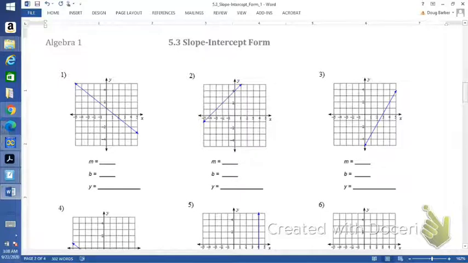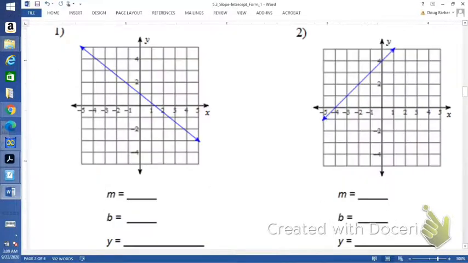Alright, so actually let me make this a little bit bigger. Okay, so the first thing we need to do is find what the slope is. So what you're going to do is pick two spots where the line crosses what we call the lattice points. So the lattice points are like these corners here of the graph. Alright, so there's a line that crosses a lattice point here.